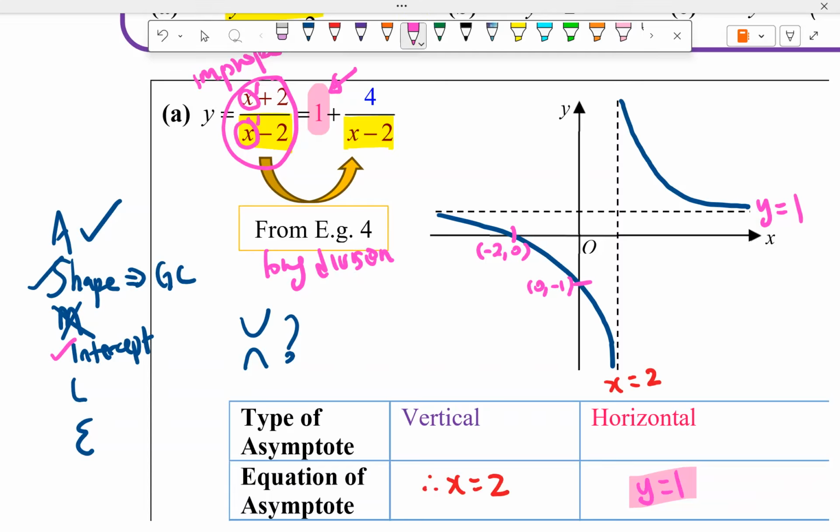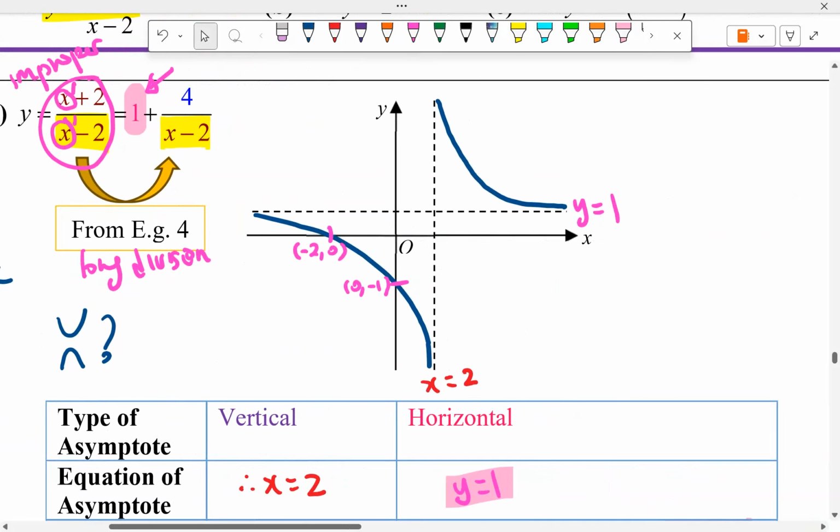Is there any line of symmetry? For this graph, there isn't, so don't bother. There's no endpoint as well. So that's all. This is the completed graph. And lastly, of course, you want to label your equation of the graph: y equals (x + 2) over (x - 2). Later on we will have more practice on rational functions.